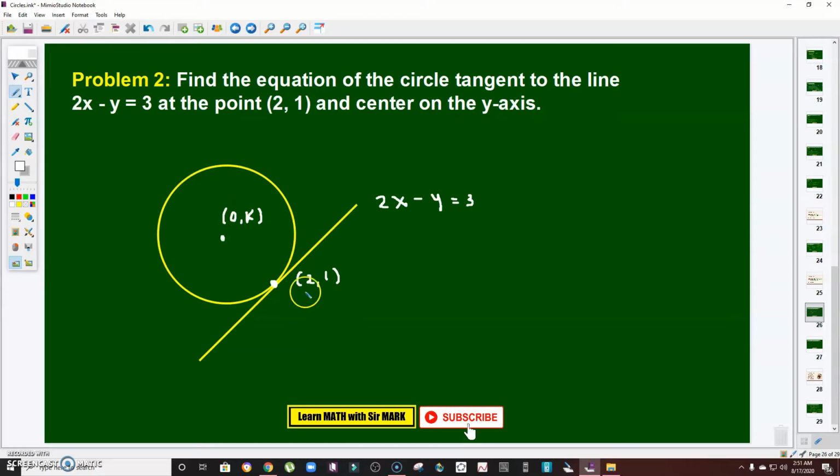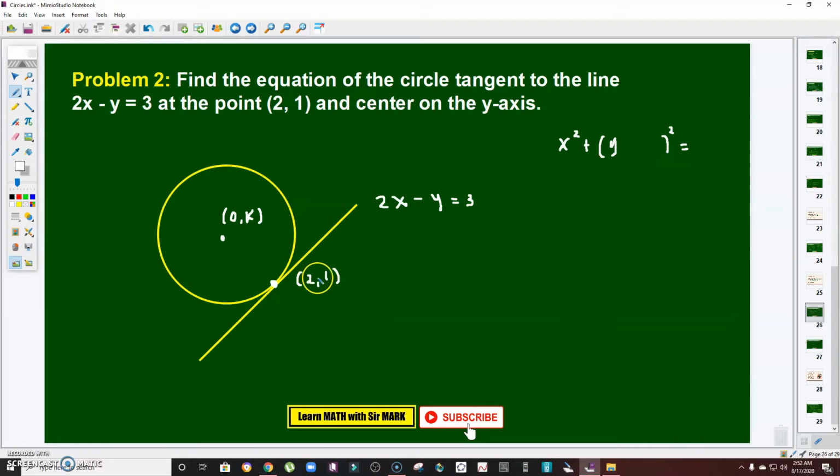Okay, (0, k). See that? So now, how are we going to determine the equation of the circle? Remember, to get the equation of the circle, we need to get the center, right? Since the x-coordinate is 0, I already have x squared. Plus, since we don't know k here, we'll leave it as y minus k squared, equals r squared. That's what we're going to get later.